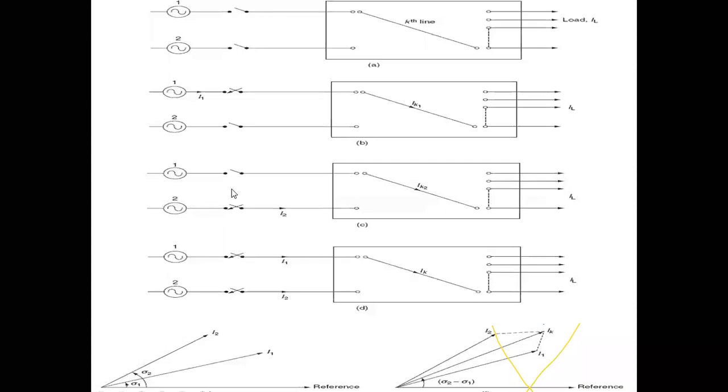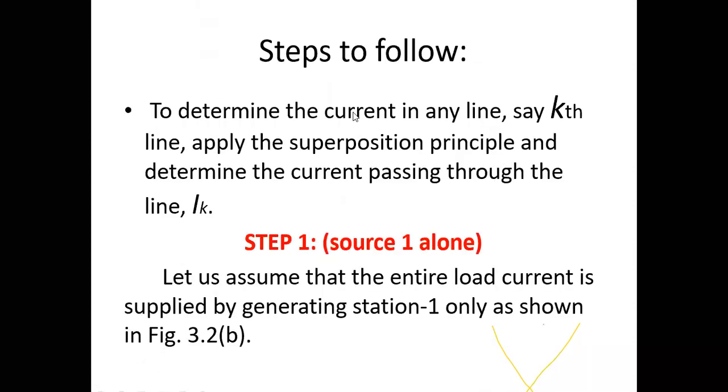Similarly, in the next figure, we operate the second source and do not activate the first source. In this case, the current drawn from the second source is I2, the current flowing through the kth transmission line is IK2, and the load remains constant. These two are step 1 and step 2.